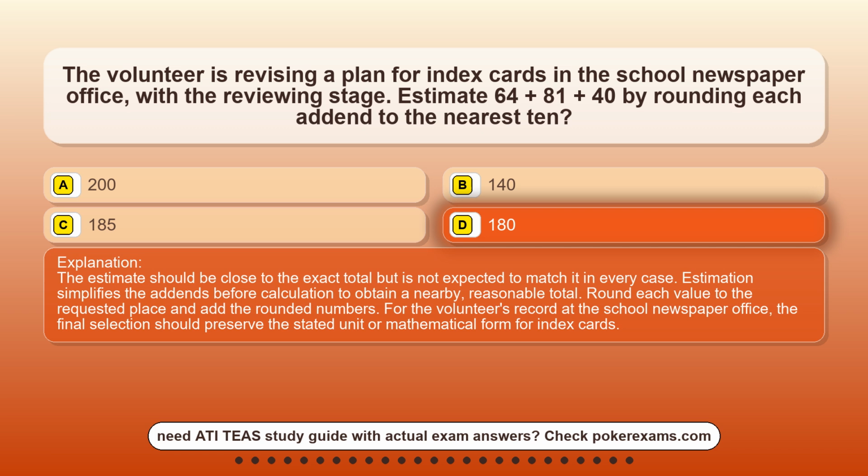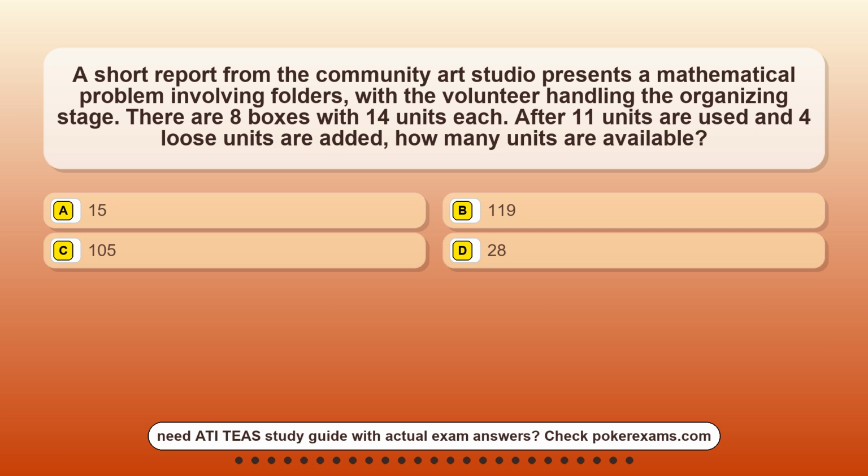The estimate should be close to the exact total but is not expected to match it in every case. Estimation simplifies the addends before calculation to obtain a nearby, reasonable total. Round each value to the requested place and add the rounded numbers. For the volunteer's record at the school newspaper office, the final selection should preserve the stated unit or mathematical form for index cards. Question 23.